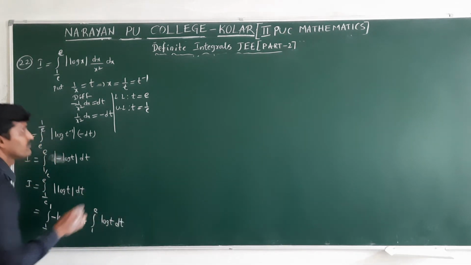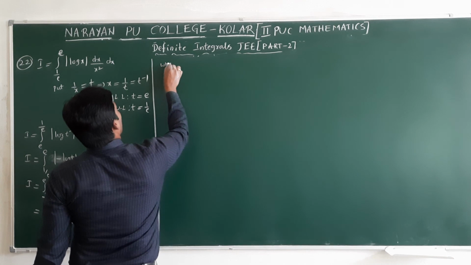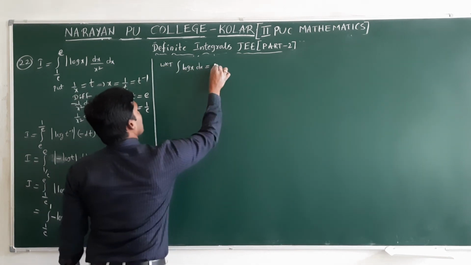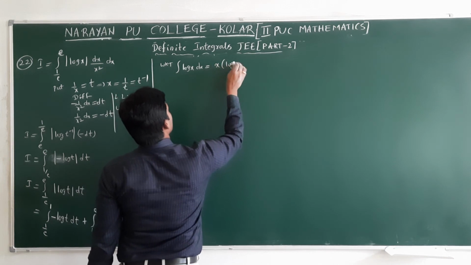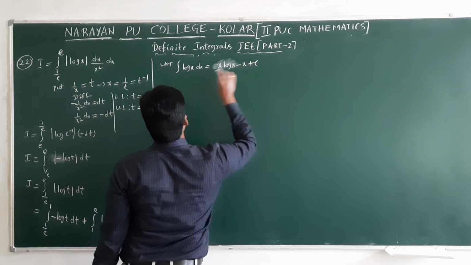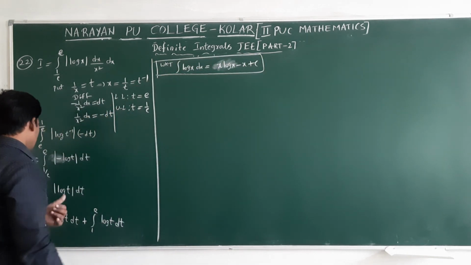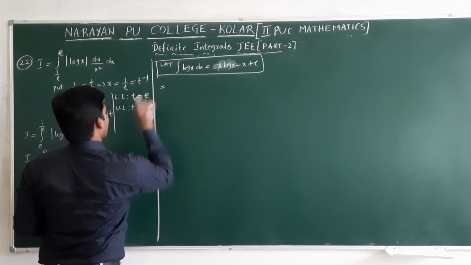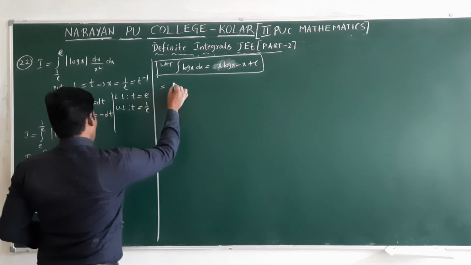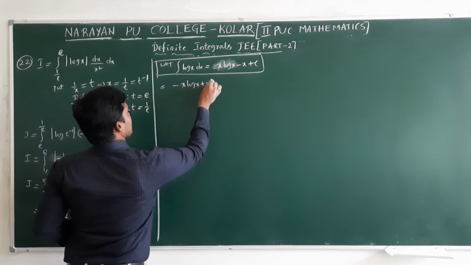Log t dt. Already we have the formula: integral log x dx is x into log x, or directly we can write x log x minus x plus c. For indefinite you will take c, but here without c you will take. In the place of log x, t is there. Minus means minus will multiply for that. So minus x log x you will get, plus x you will get.